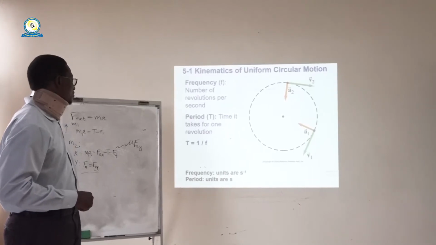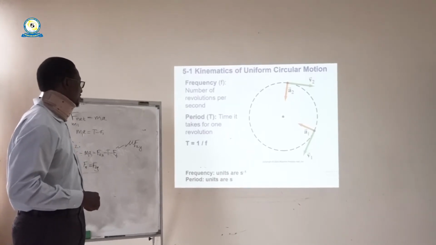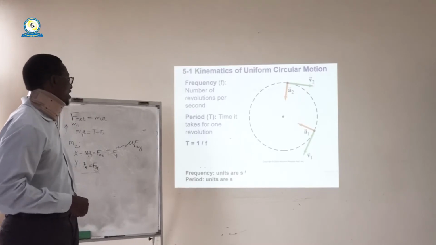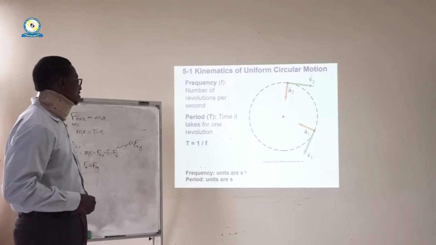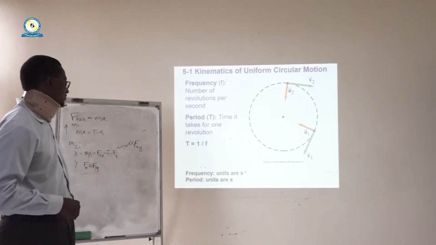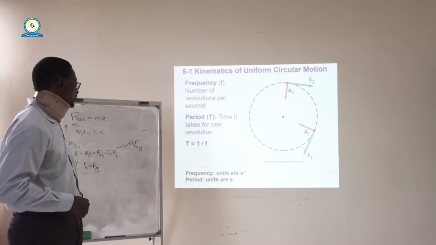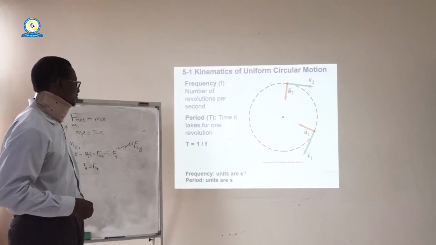Period T is equal to 1 over f, frequency. Frequency units are 1 over second. Period units are seconds.